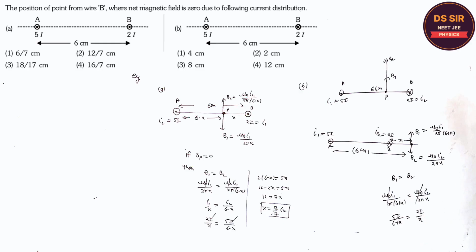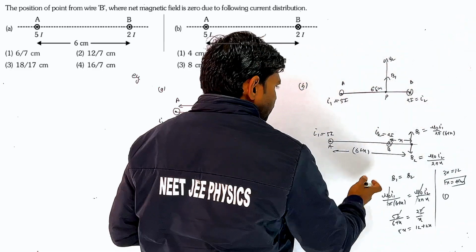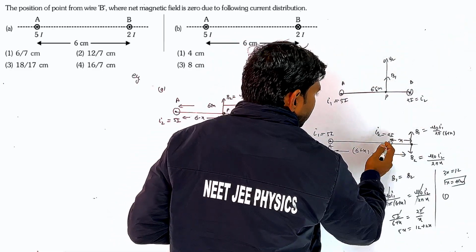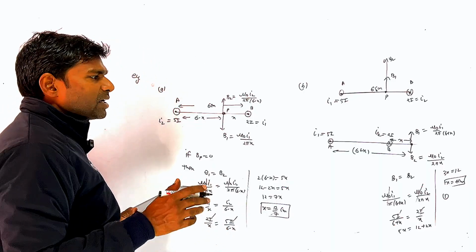Is it clear or not? You tell. I will also cancel out. 5x is equal to 2(6 plus x), which is 12 plus 2x. So 3x is equal to 12. x is equal to 4 centimeter. Right. So the first option is the correct option. And from B towards the right, 4 centimeter is the position where the net magnetic field is 0.